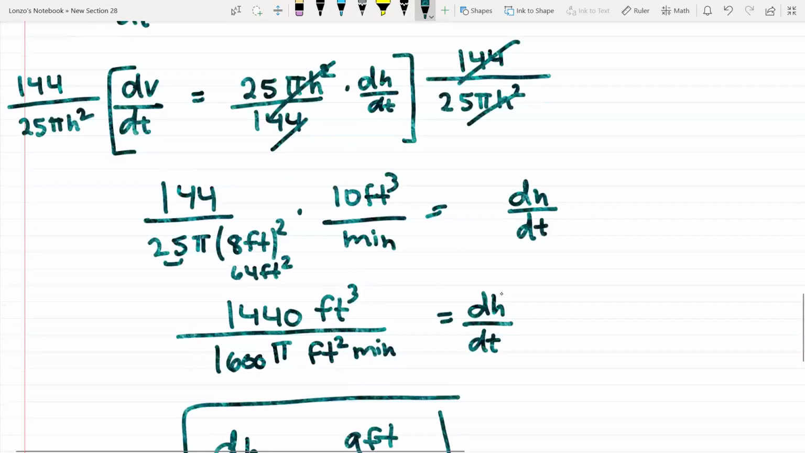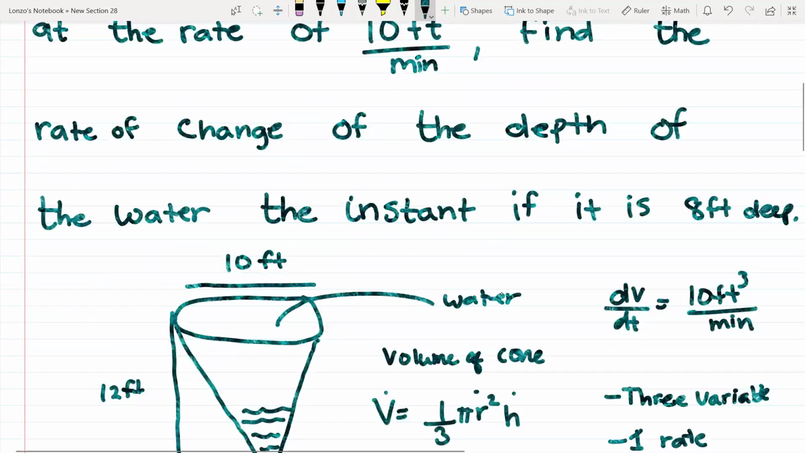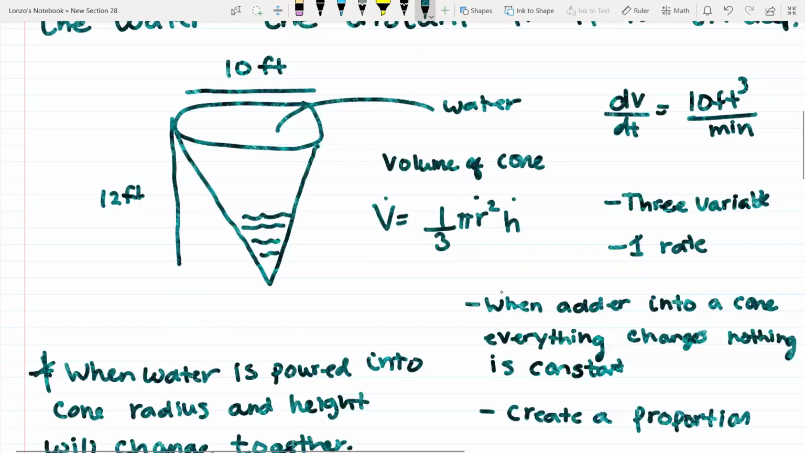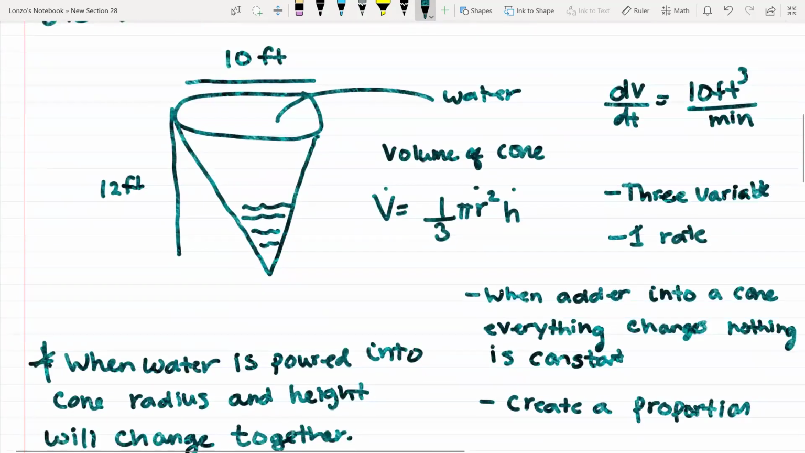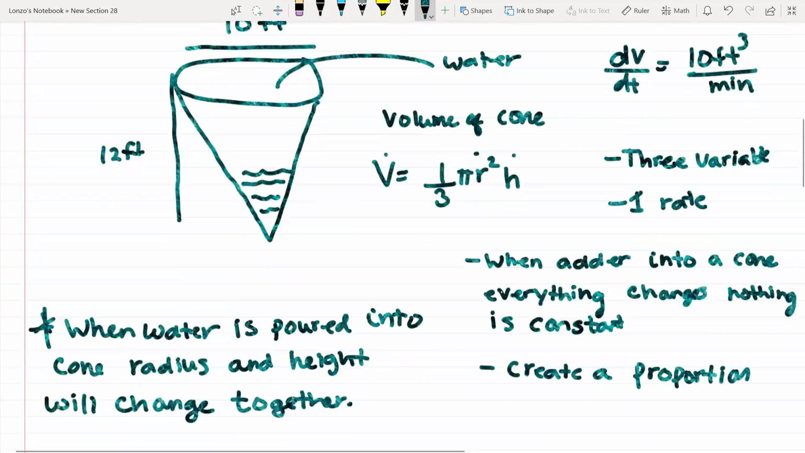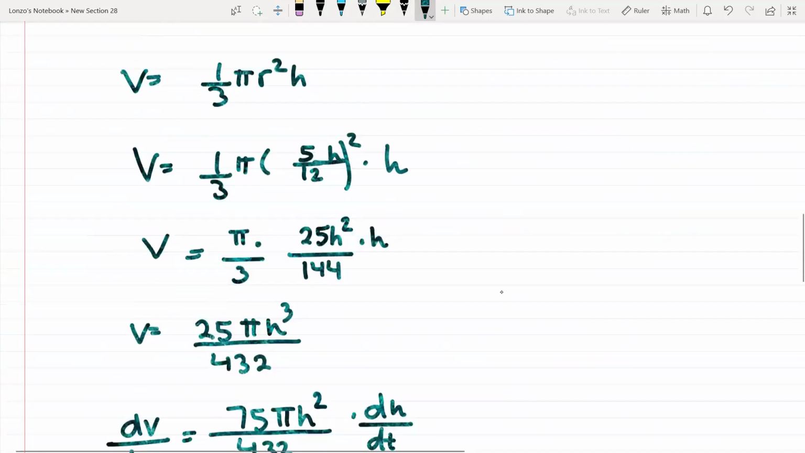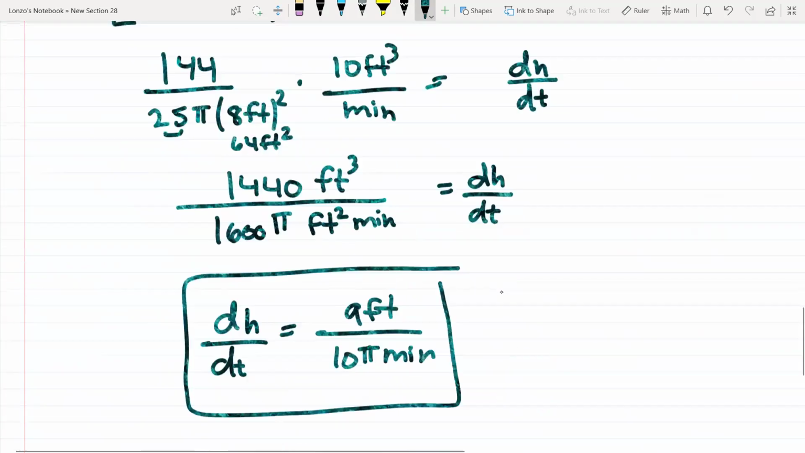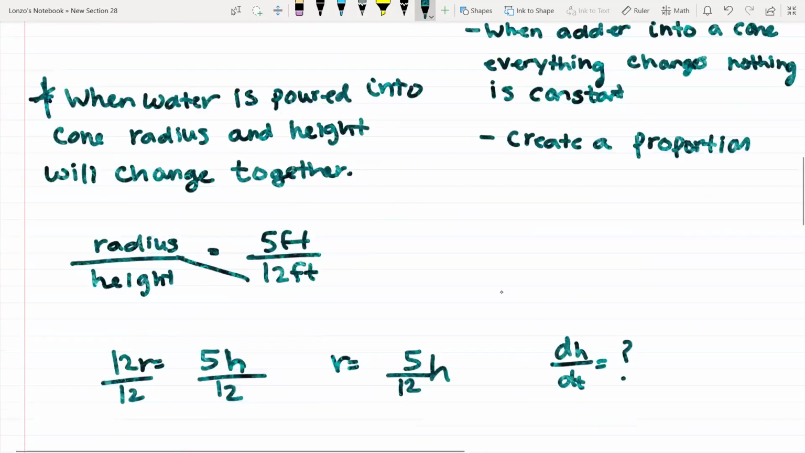Okay, that was example 6. And what made this problem a little more challenging than the other cone problem is that the height and the radius don't stay constant, right? So we had to set up a proportion for this one. Then we substituted it. Okay, so that is example 6.